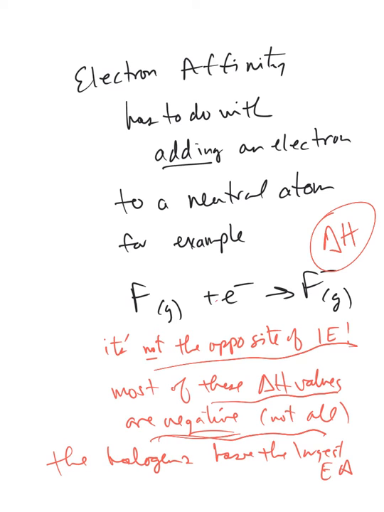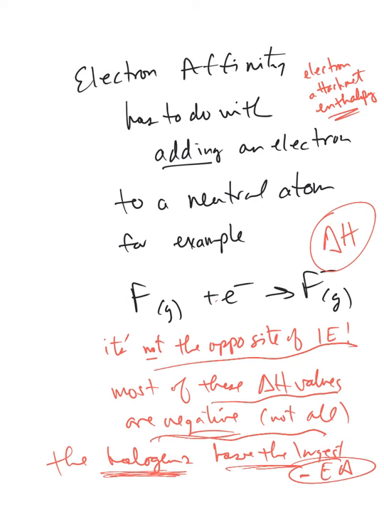I'm sure there's a table in your book. Usually it's important for students to realize what the trends are. The trend is that the halogens have the largest negative electron affinities. By the way, my book uses a different term. It's called electron attachment enthalpy. So I don't know what your book does, but my book does that.